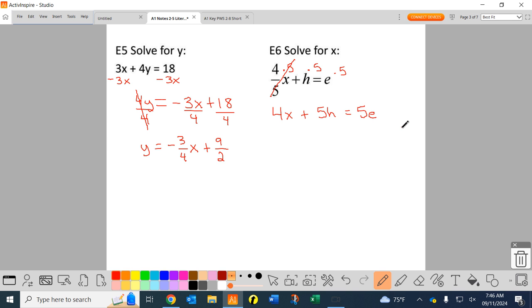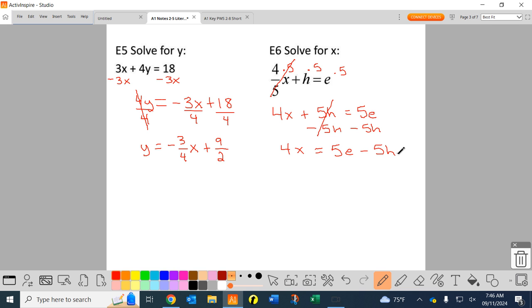Since we're trying to get the x by itself, the h needs to go to the other side, so we're going to minus 5h, minus 5h. It's going to make it 4x. Now these cancel out, so you're left with, which one goes in front, guys? E. Alphabetically, E comes first, so it's going to be 5e minus 5h.